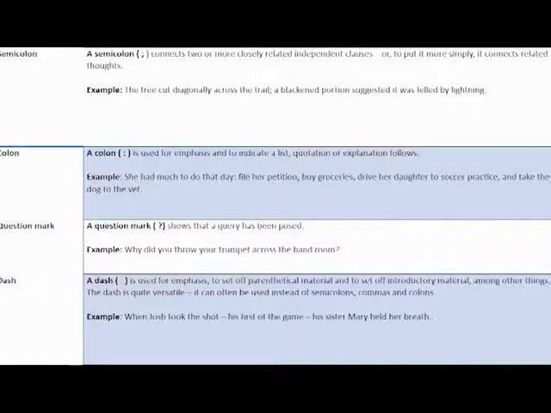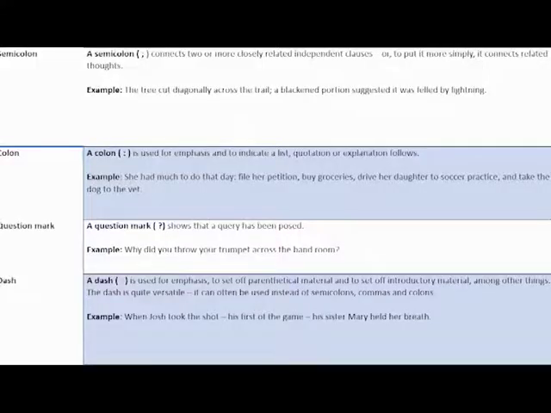So whenever you have two independent clauses and there's no conjunction, and you only join them with a comma, you end up committing what we call a comma splice, which is a sentence error. So to avoid this, we need to make use of a semicolon. For instance, the tree cut diagonally across the trail; a blackened portion suggests it was felled by lightning.